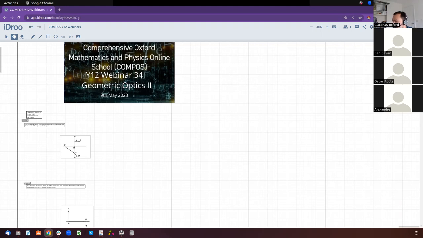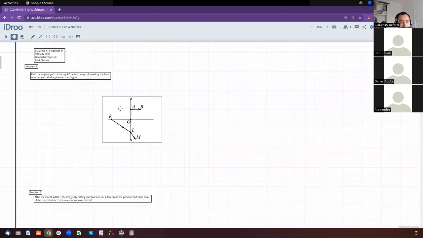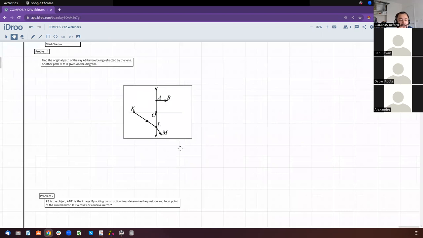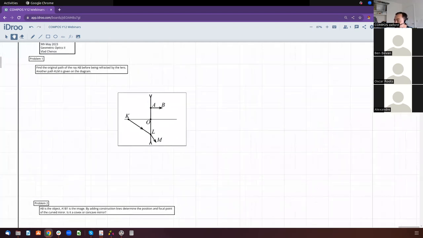Okay, so let's have a look. The first question is on lenses, and there are a few things about lenses that you need to know. This is a construction problem, and here it is.